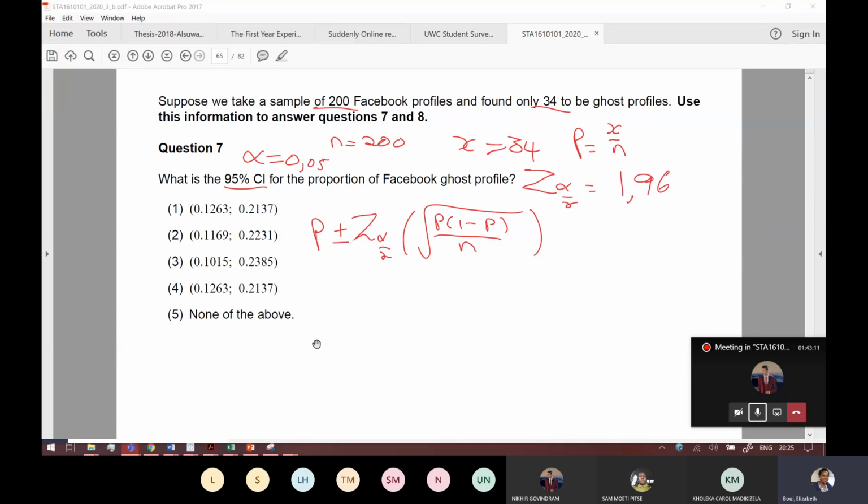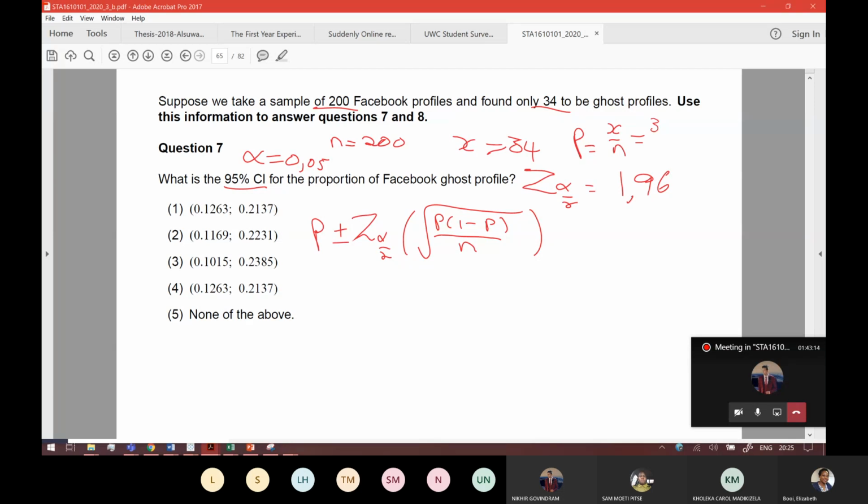Did you calculate your p? What is p? 0.17. 0.17 plus or minus the critical value, which is 1.96, times the square root of 0.17 times 1 minus 0.17 divided by our n, 200.